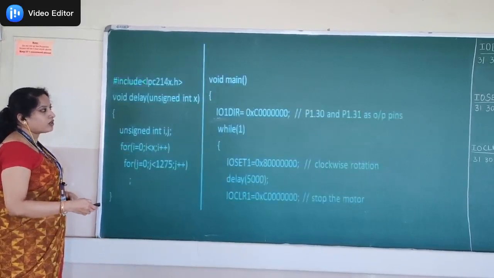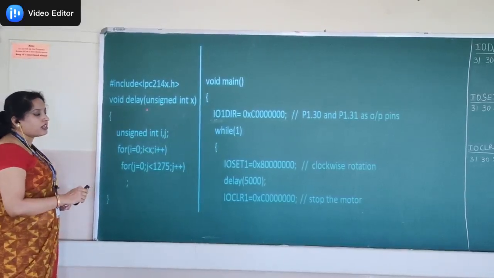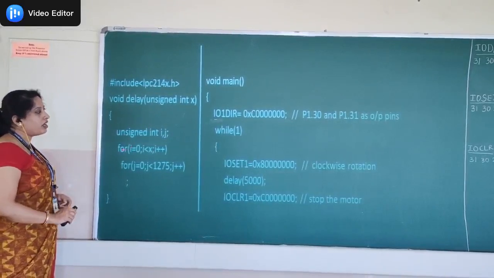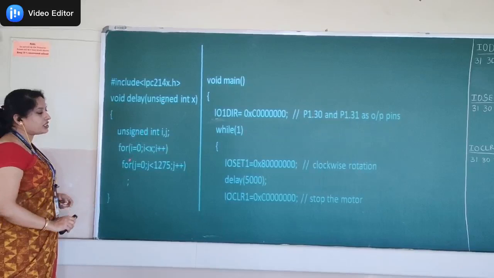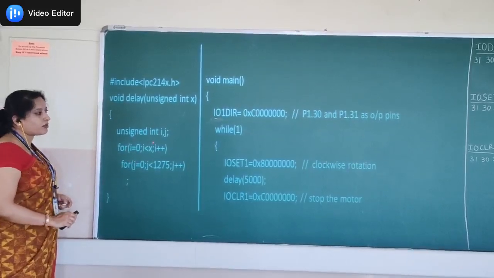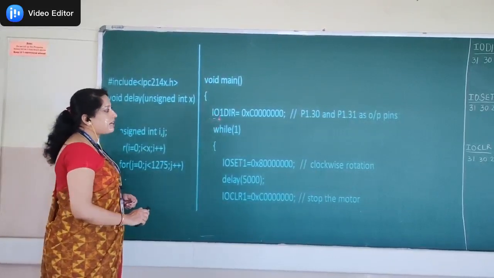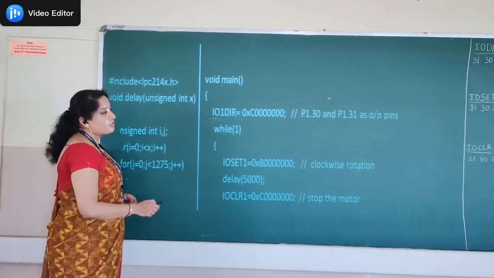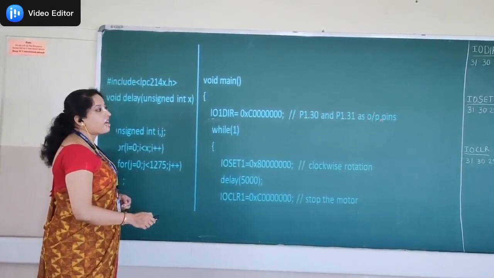So let us look into the program. Here we use a delay procedure. In order to notice the direction of motor rotation, we need to use a delay procedure. Here we have a simple delay procedure which uses a for loop. Coming to the program, as explained in the previous slide, the first step is you need to make the port pins P1.30 and port 1 pin number 31 as output pins.